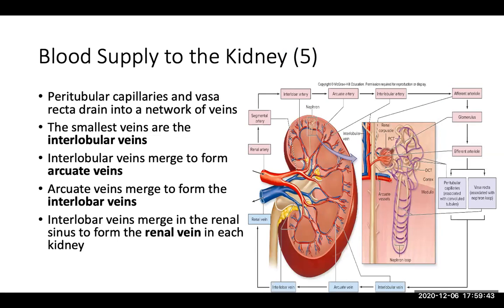More blood supply, this describes then how the capillaries will drain. So your peritubular capillaries and vasa recta will drain into a network of veins. The interlobular veins will merge to form the arcuate veins. The arcuate veins will merge to form the interlobar veins, and the interlobar veins will merge in the renal sinus to form the renal vein in each kidney.